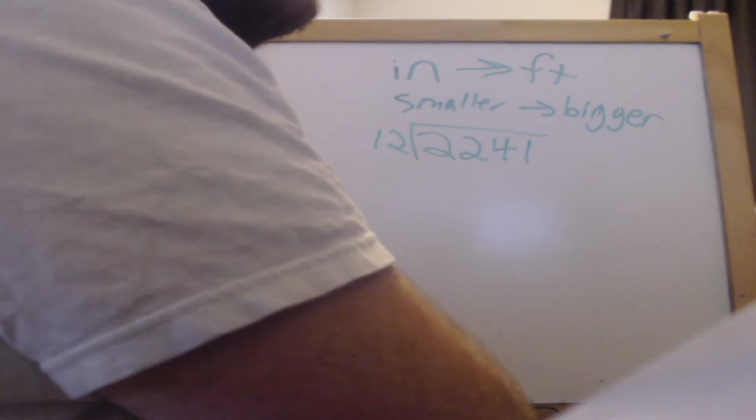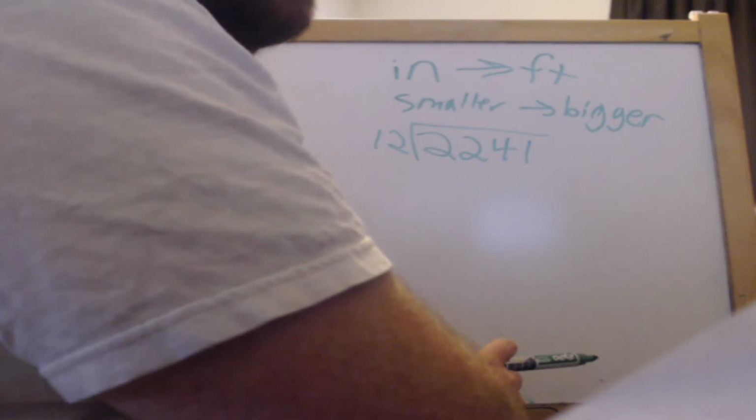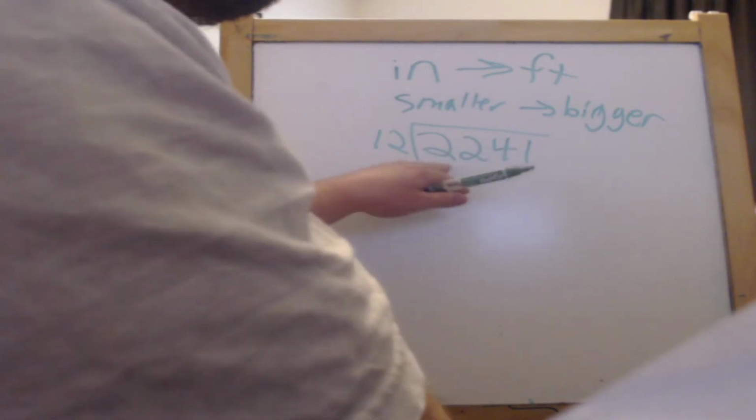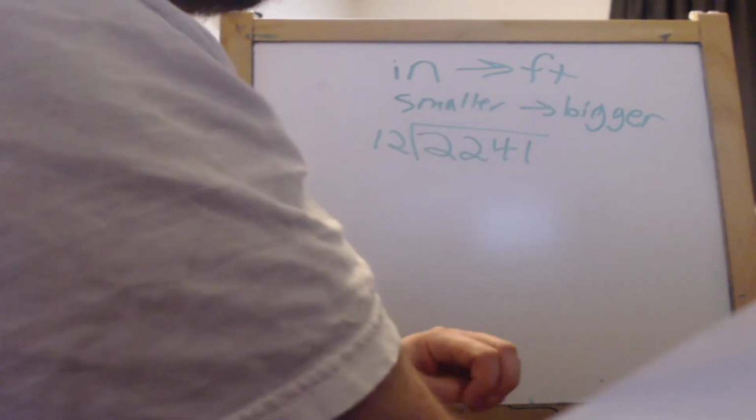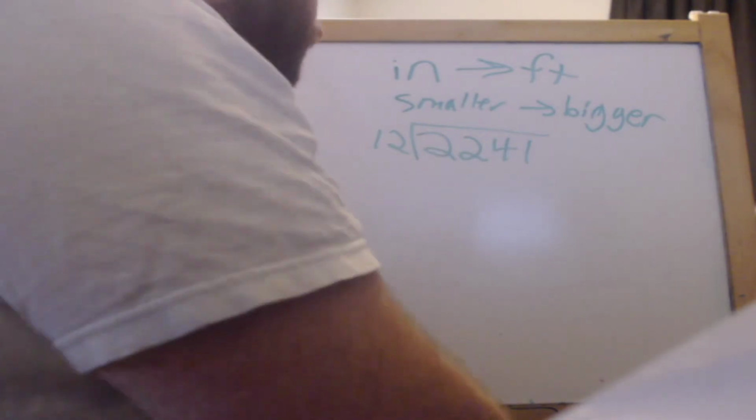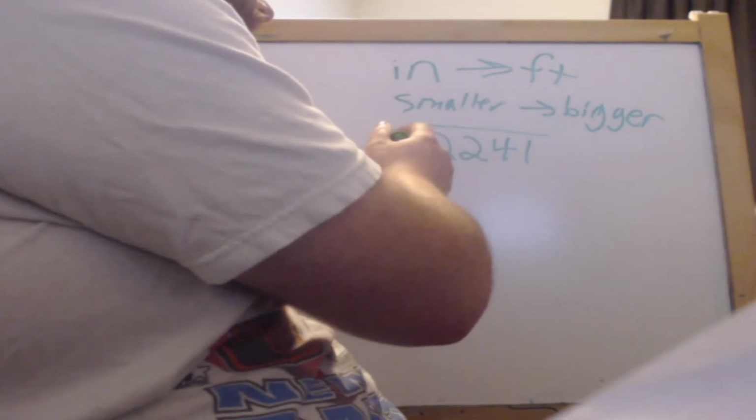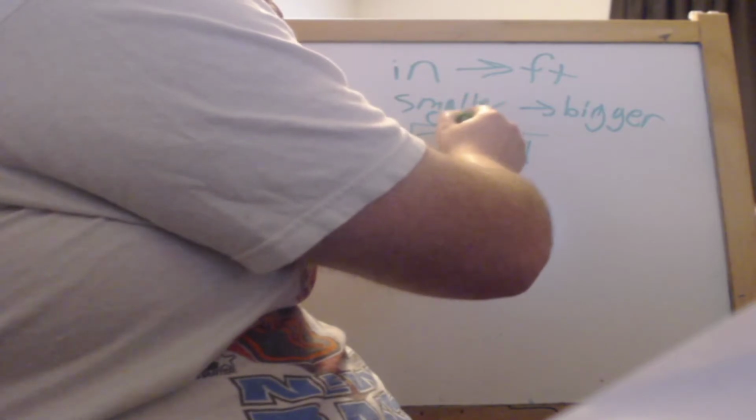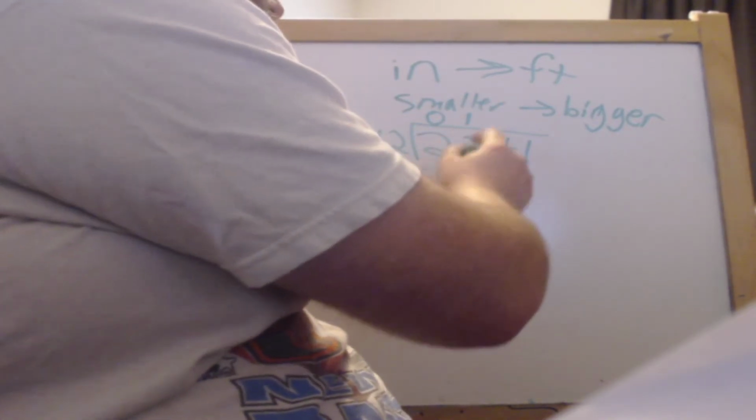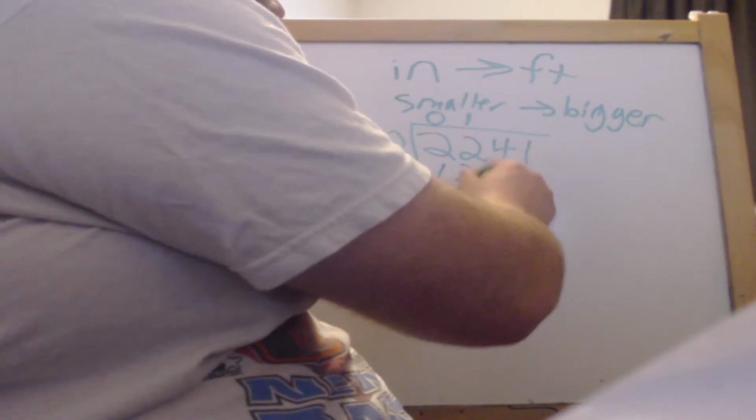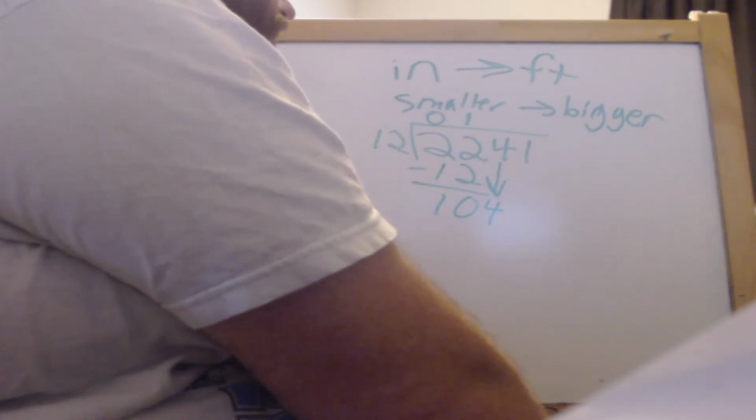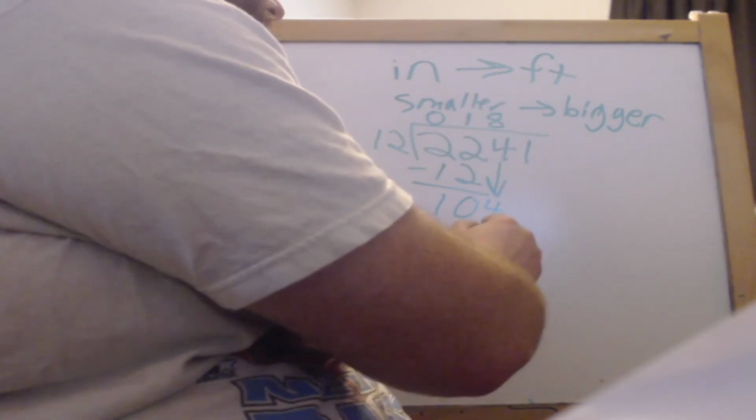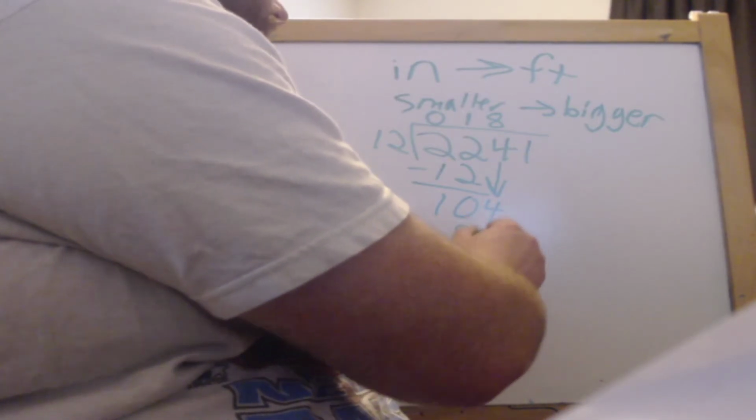Okay? Now, in essence, this is actually a calculator active part. So you could literally just put 2,241 divided by 12, and it would shoot you out the answer. But let's just do this regular. So 12, can it go into 2? No. Can it go into 22? Yes. It can go one time. 22 minus 12 equals 10. 12 can go into 104. How many times? I know my 12s, so I know it can go 8. 8 times 12 is 96.